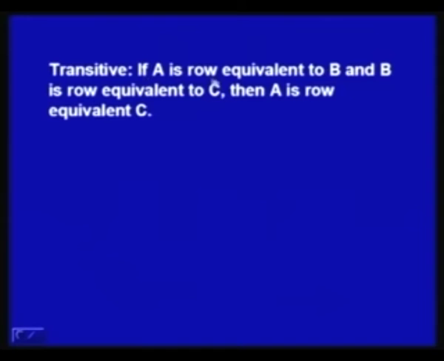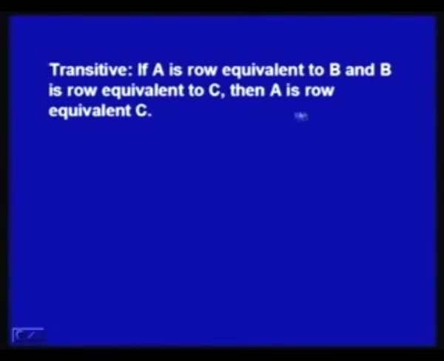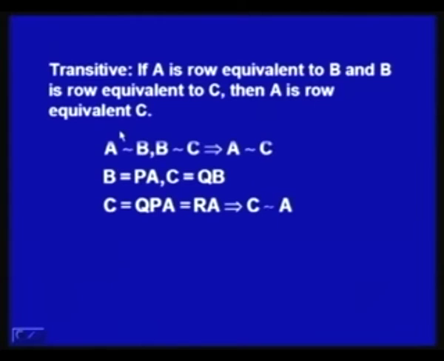The third is the transitive property. It says that if A is row equivalent to B and B is row equivalent to C, then A is row equivalent to C. So, now I have three matrices. In reflexive I have one matrix which is equivalent to itself. In symmetric I have two matrices, they are equivalent to each other. In transitive I have three matrices. If A is equivalent to B and B is equivalent to C, then A is row equivalent to C. That is the meaning of the transitive property.